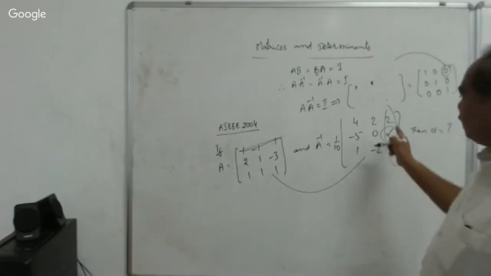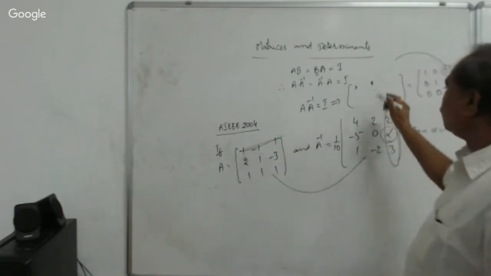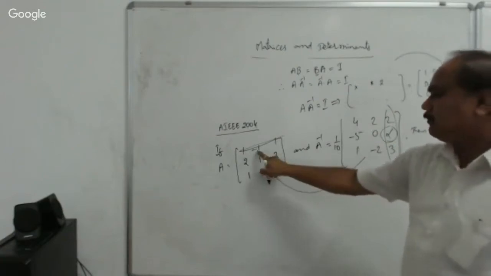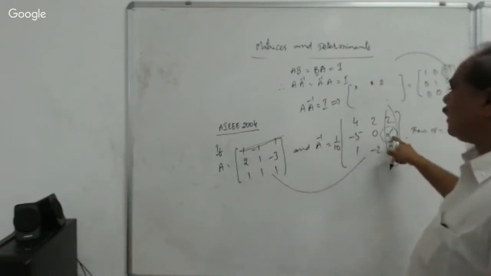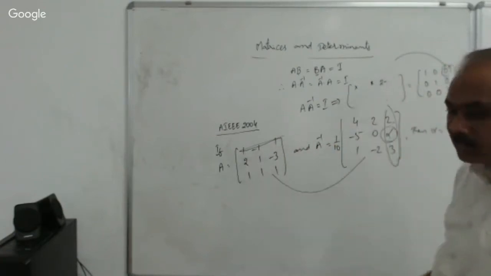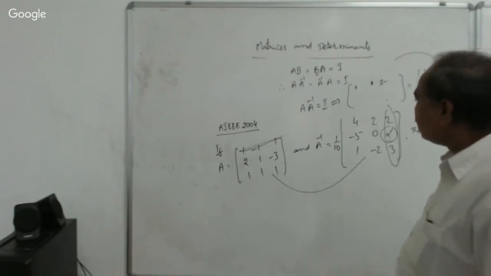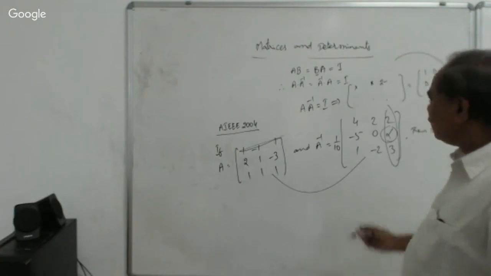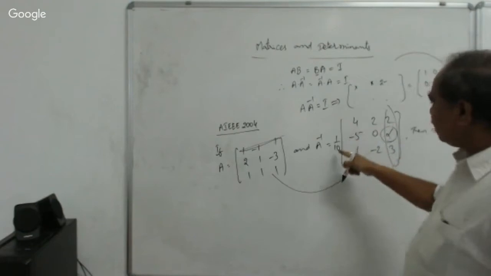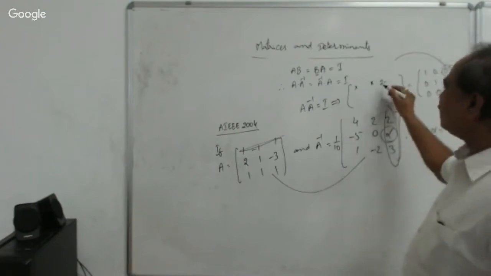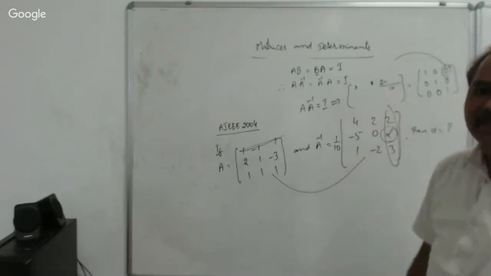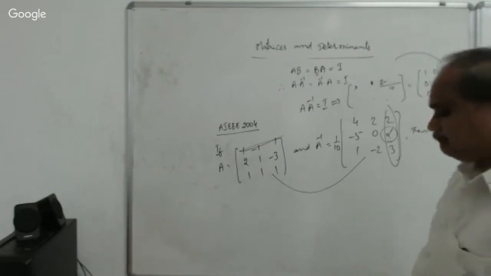Here, by multiplying 1 into 2, 2 plus minus 1 into alpha. Sir, yes sir, but it is given A inverse is equal to 1 by 10 of that matrix. Yes, just take the 1 by 10 in the end. Later we can write by 10. Okay, sir. Thank you, sir.